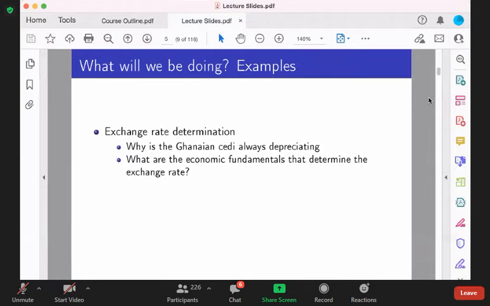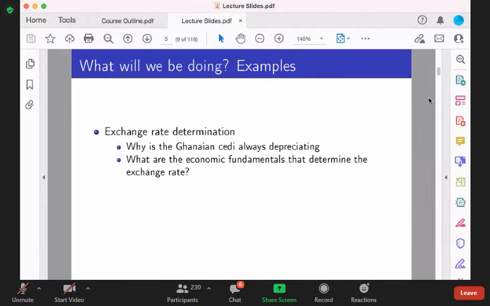So, for instance, there is an exchange rate that exists between the Ghana cedi and the US dollar. There's a particular rate by which you can change your currency from the US dollar to the Ghana cedis. There are some concepts we will introduce you to. Some of them are depreciation, some of them are appreciation.